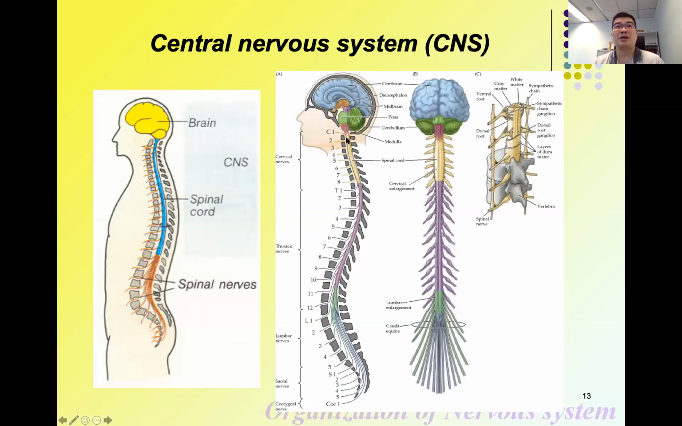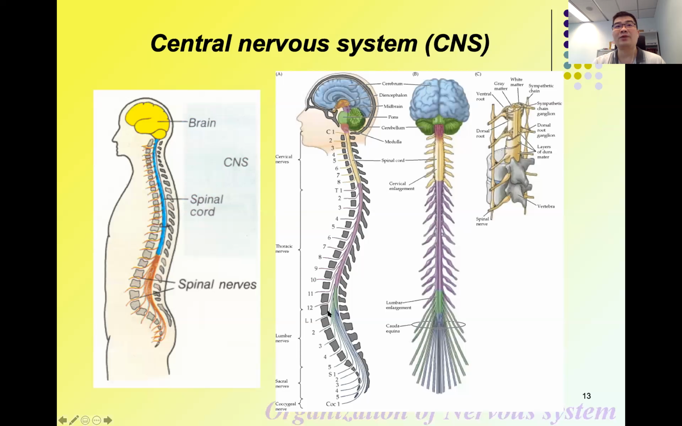Okay, so here's the C1, and this is C1 to C8, from the neck, and then T1 to T12, and then the lumbar and the sacral as well. So there are nerves coming out as well. Okay. So those are actually the vertebrae.